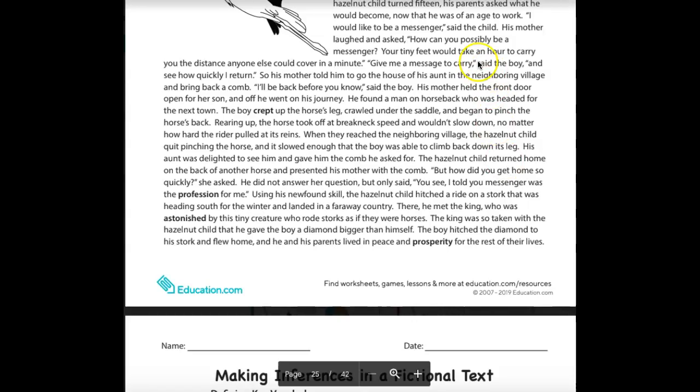So remember when his mom said, how can you possibly be a messenger? Your tiny feet would take an hour to carry you the distance anyone else could cover in a minute. Do you see this? He says, give me a message to carry and see how quickly I return. And then he says, I'll be back before you know.